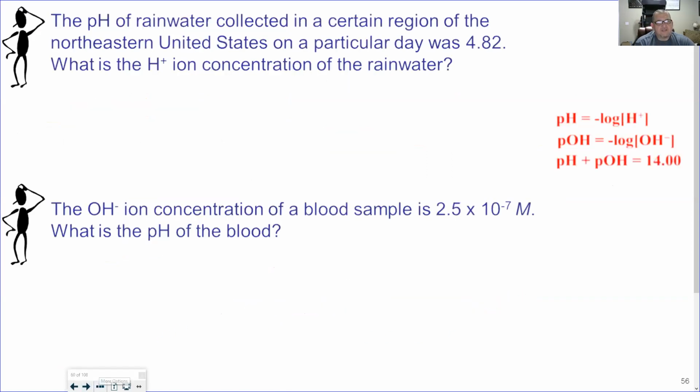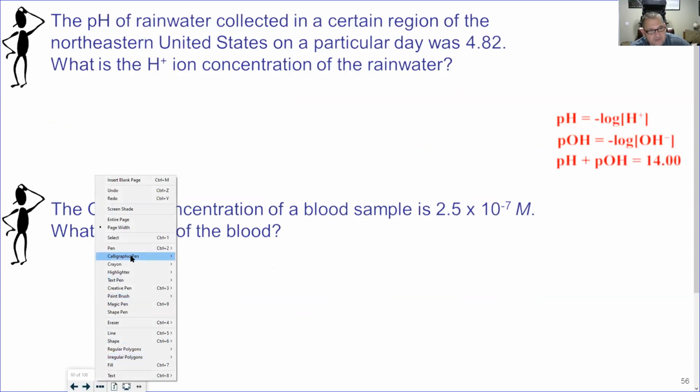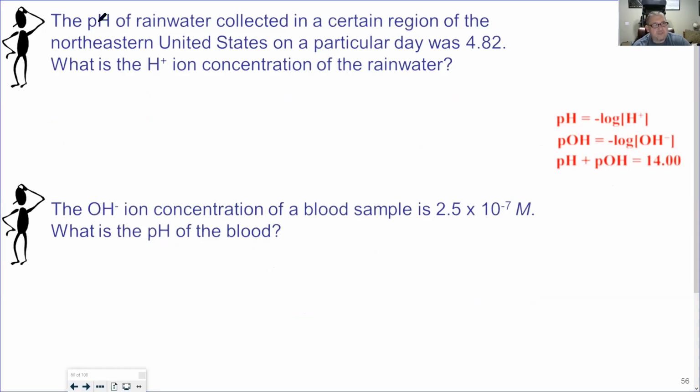All right. So here are some examples of problems that might be old test type questions, and I think most of these are. The first one says the pH of rainwater collected in a certain region of the Northeast United States was 4.82 on a given day. What is the H plus ion concentration of the rainwater? So I want to know what is the hydrogen ion concentration in the system.